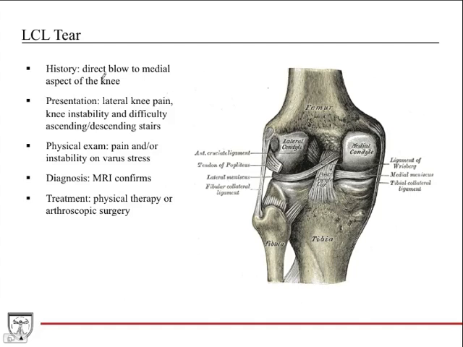LCL tear: a direct blow to the medial aspect, or the inner surface, of the knee. So here's your posterior view. Here's your lateral or fibular collateral ligament right here. So if you blow from this side, it pushes the knee out this way, and that can damage the ligament.